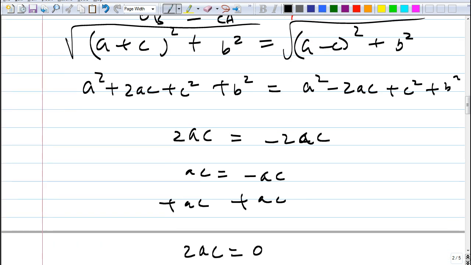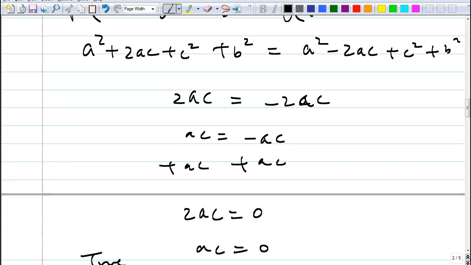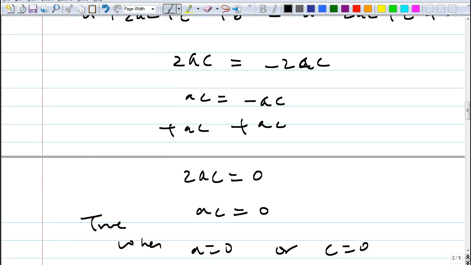Can I still divide it by 2? Yes. Only way for this to be true is if a times c equals 0. Would you not agree? Because I could divide both sides by 2 here, right? What does that mean? This gives you two possible ways for this to be true. Do you guys remember the zero product property? Yeah, if A is 0 or if C is 0. Those are the only possibilities. Okay, so if A is 0 or C is 0, that's the only way for these two diagonals to be equal to each other, right?